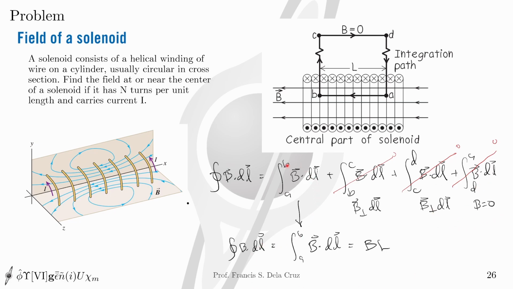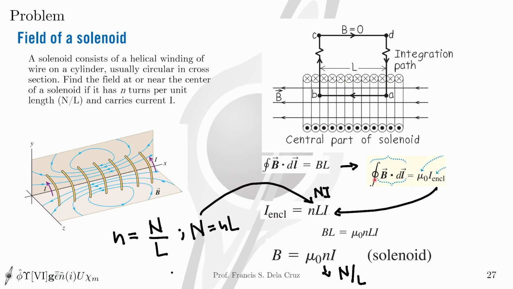So now we're just going to evaluate the line integral of B dot dl from A to point B, which in turn is just a simple integration of dl from A to B, which is just the length L. As you can see, this is just the length L.